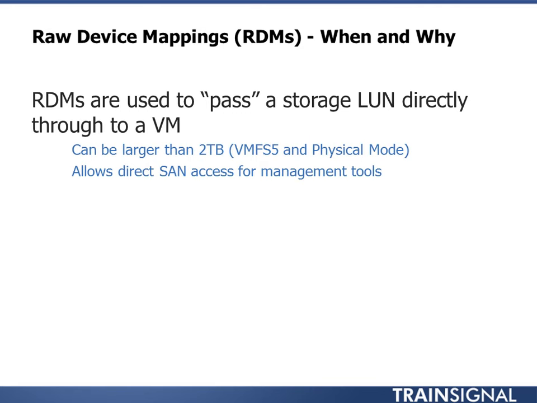But with an RDM, you can actually take that and pass it up to a VM directly so it has access and sees that raw device. That's why it's called a raw device mapping. There aren't a whole lot of reasons to do this anymore. They can be larger than 2 terabytes on VMFS 5 in physical mode, and we'll talk about the modes in a second.